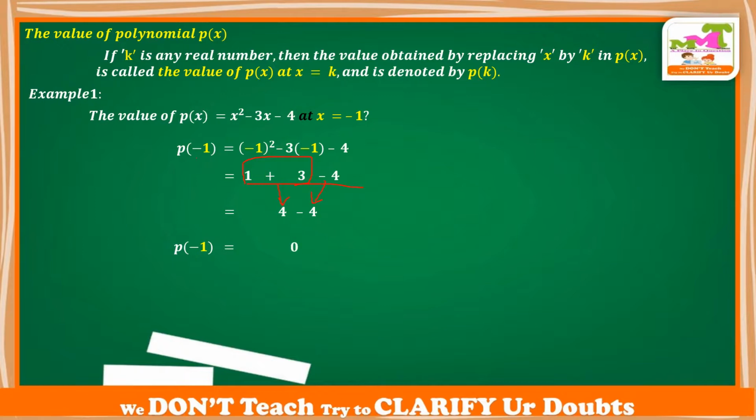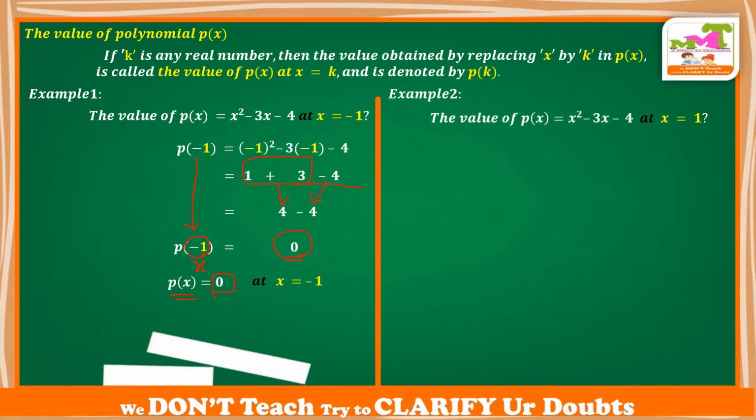So here p of minus 1, I've just brought it down, and here the value is 0. So instead of x we have substituted the value as minus 1, and we are getting 0 as our value. This is known as the value of the polynomial, that is p of minus 1 equals 0, which means the value of the given polynomial p of x is 0. I hope you understood. Yes, at x equals minus 1.